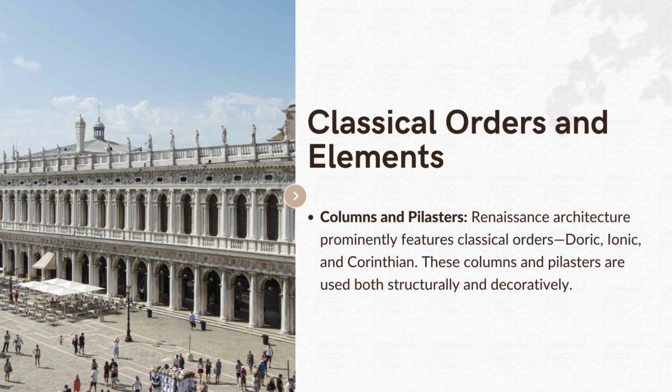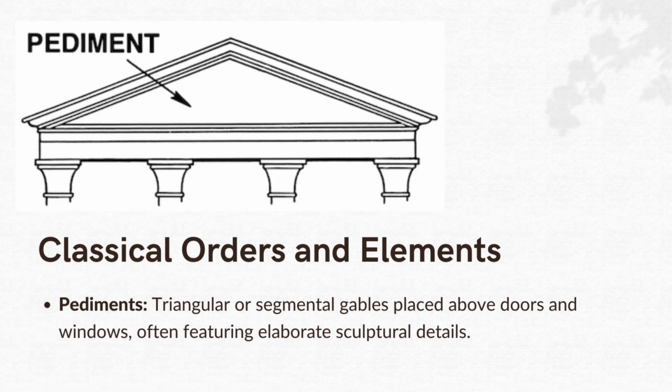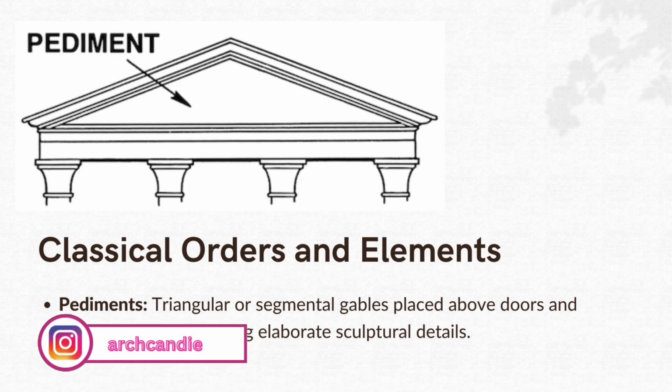The first one is the classical orders and elements, columns and pilasters. Renaissance architecture prominently features classical orders: Doric, Ionic and Corinthian. These columns and pilasters are used both structurally and decoratively. Entablature, a horizontal structure supported by columns, consisting of architrave, frieze and cornice. It often includes decorative elements such as friezes with relief. Pediments, triangular or segmental gables placed over doors and windows, often featuring elaborate sculptural details.